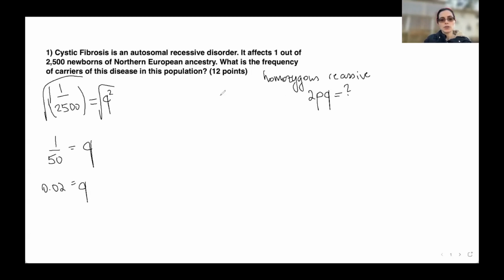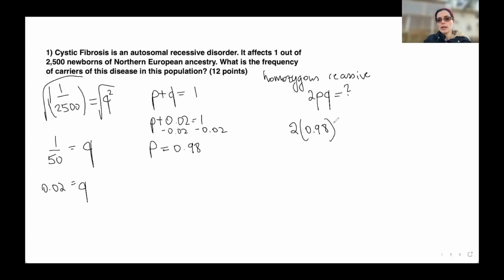So that's our q. To find p, we always use this formula, p plus q equals 1. So if q is 0.02, that means that p, if we subtract 0.02 from both sides, is equal to 0.98. So now all we need to do is multiply those numbers together. 2 times 0.98 times 0.02 is what?